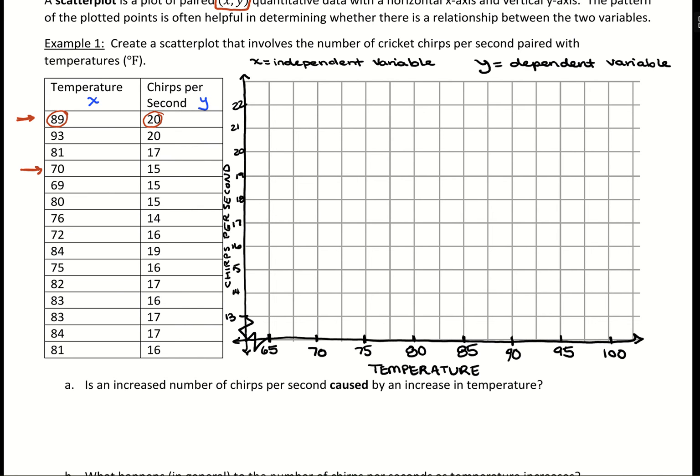So the coordinate 89, 20 is going to be landing about right here. And then if we wanted 93, 20, I would go to about 93, 20, and draw a dot there. So you won't connect these dots. That's part of the name, scatterplot. It's going to be these scatters of dots.